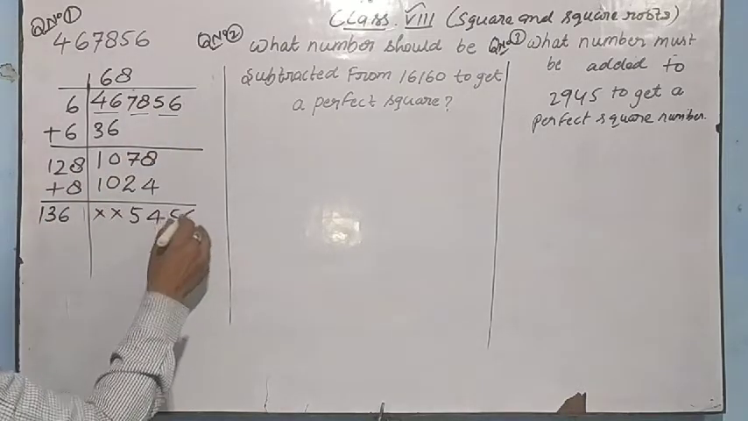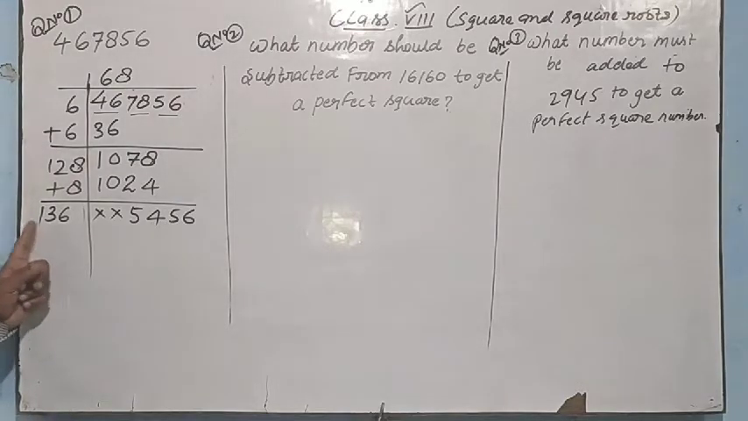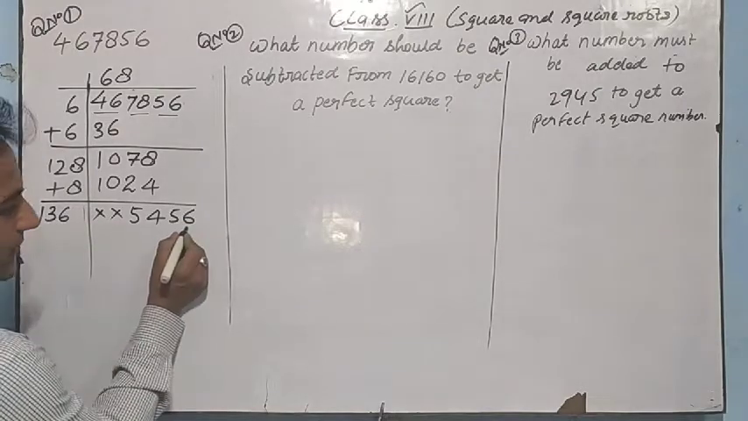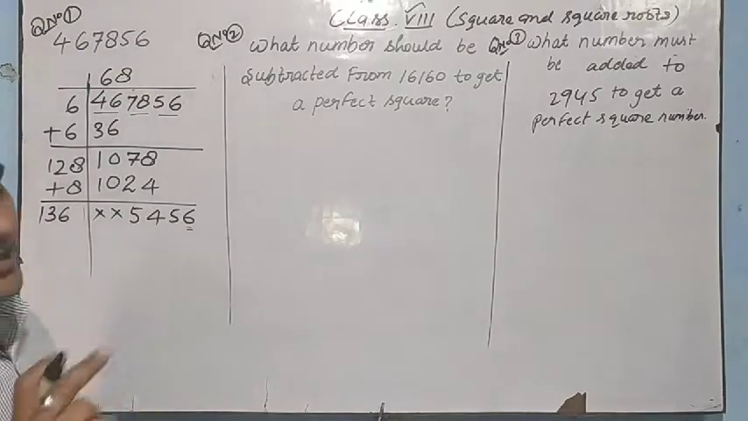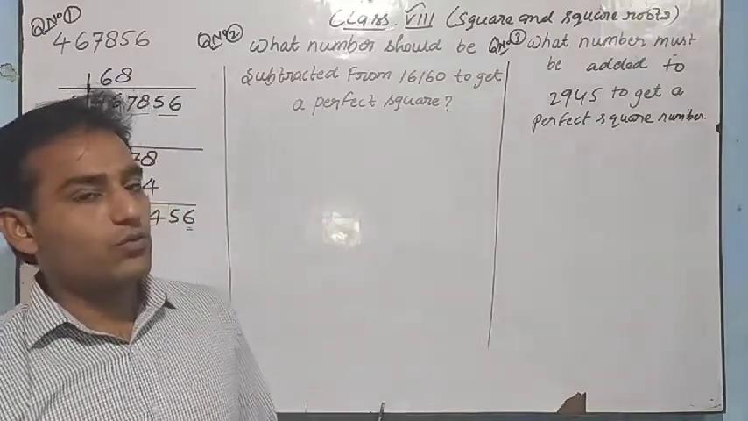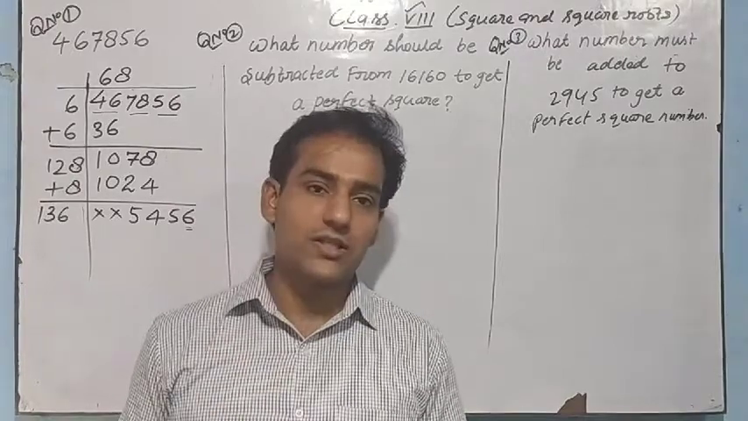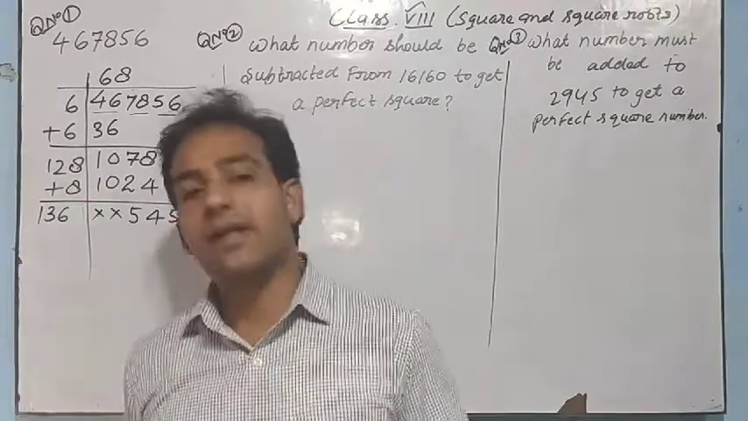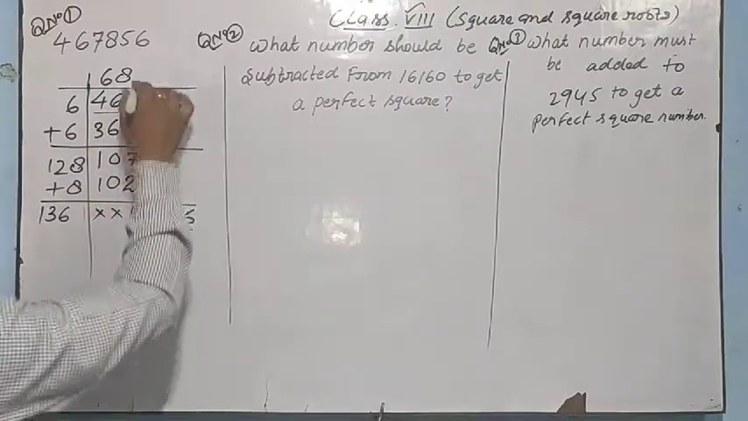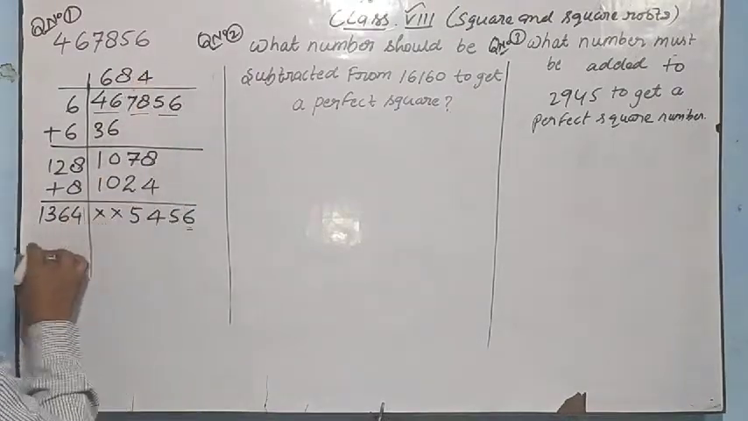Now we have 56. Now just after 136, which number should we put to get this? Now listen carefully. We have 6 here and we get 6 after squaring a number whose unit digit is 4, like 4 4s are 16, or 14 14s are 196. So 4 may be put here. So let us try once. 4 4s, what will we get?